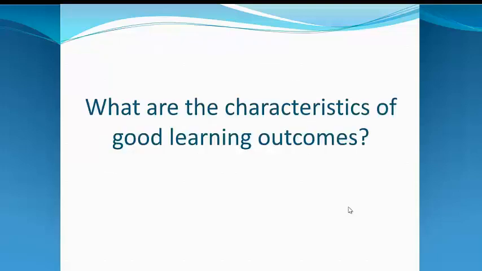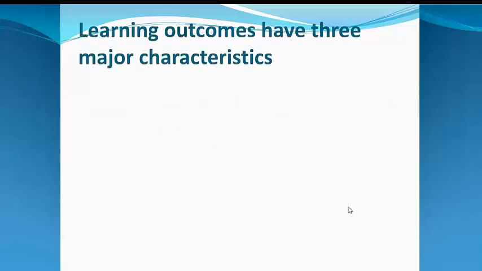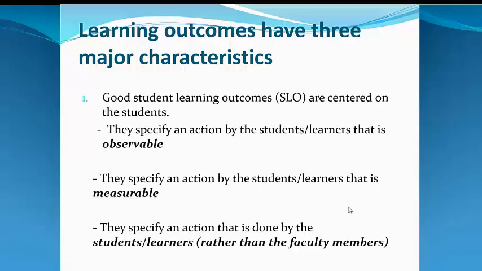Now, the characteristics of good learning outcomes. There are three major characteristics. 1. Good student learning outcomes are centered on the students. They specify an action by the students and our learners that is observable. They specify an action by the students and our learners that is measurable. They specify an action that is done by the students or learners rather than the faculty members.